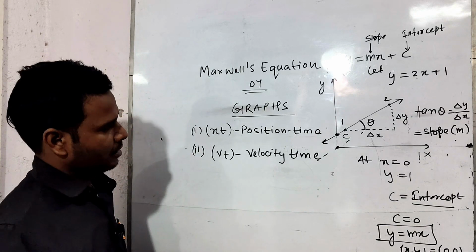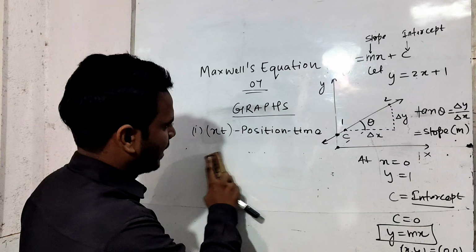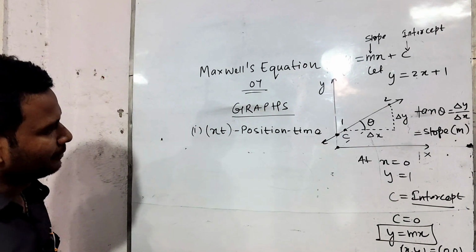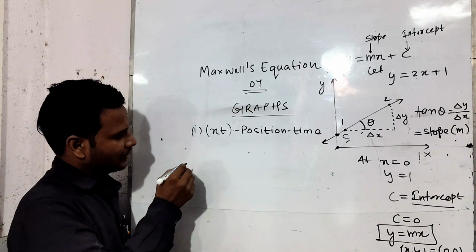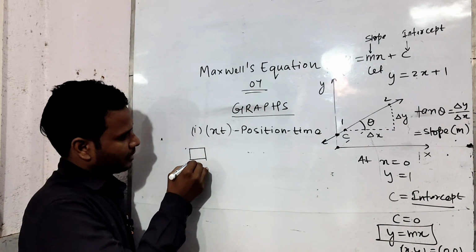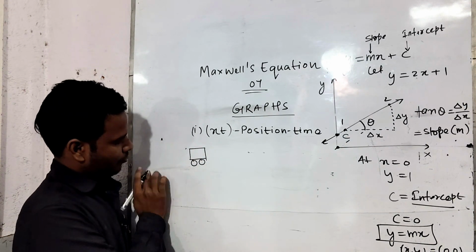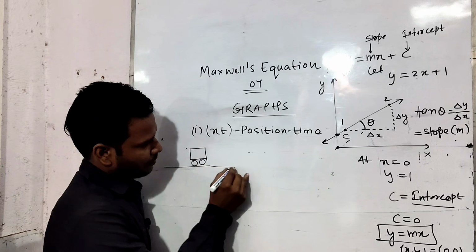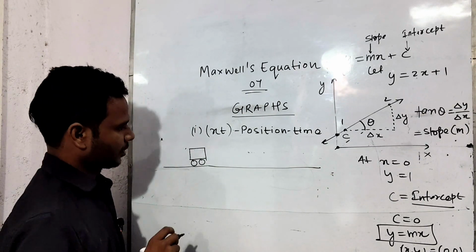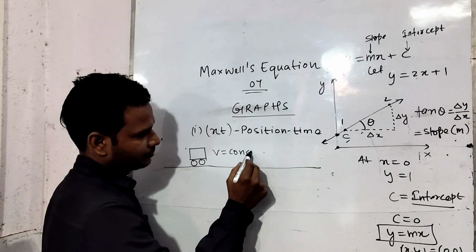For position time graph, let's rub this velocity time heading for now. To understand position time graph, imagine a cart having wheels moving on this road with a constant velocity.